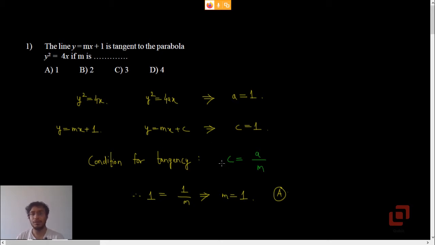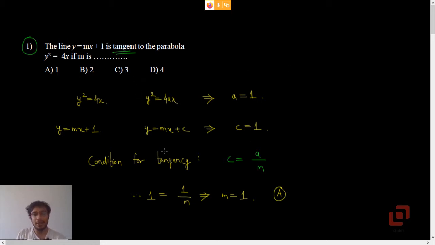Otherwise, I will tell you all the formulas, or whichever formula we use while solving the problem, as per the requirement. So let us start with our first MCQ, which says the line y equal to mx plus 1 is tangent to the parabola y squared equal to 4x if m is equal to option A 1, option B 2, option C 3 and option D 4.